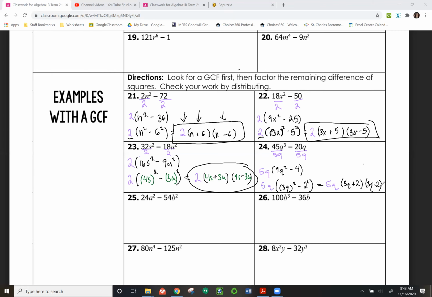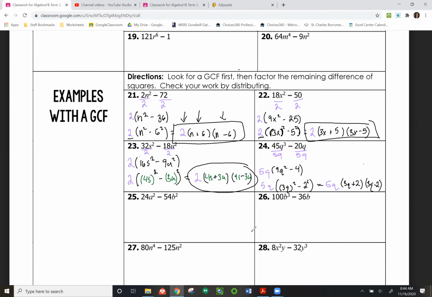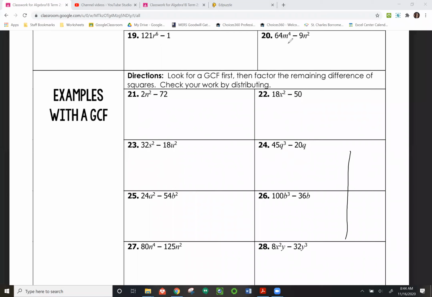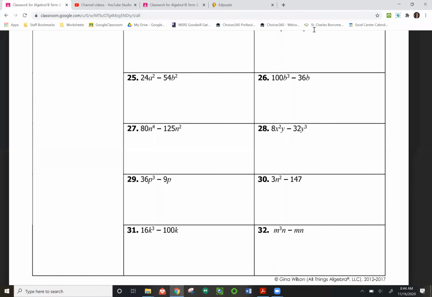Okay, so I'm going to go ahead and let's see how many more there are. Let me clear this all away. Okay, so I'm going to let you guys do 25, 26, 27, and 28. Okay, don't forget to make sure that you are factoring out the greatest common factor first.